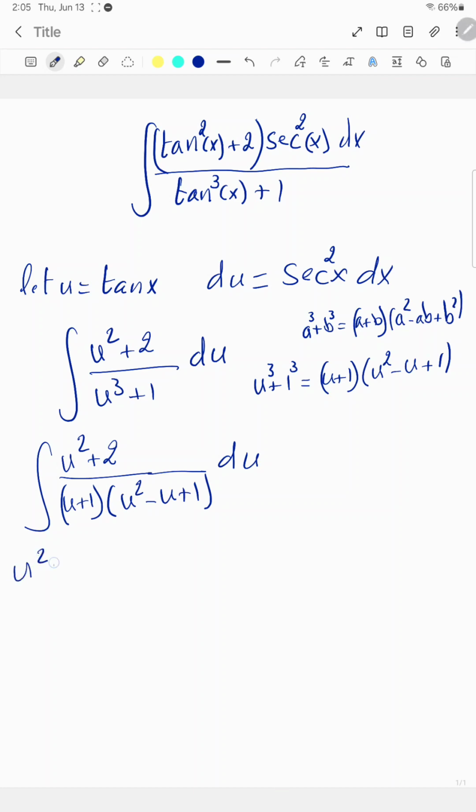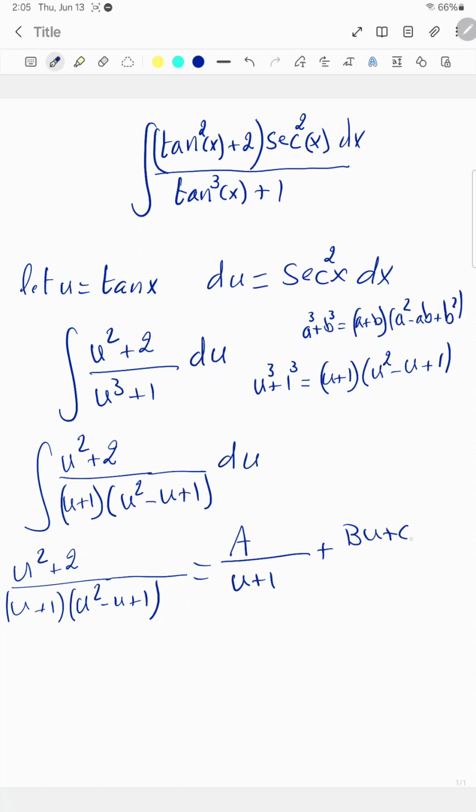So my u square plus 2 divided by u plus 1 times u square minus u plus 1, I can write it as A divided by u plus 1 plus Bu plus C divided by u square minus u plus 1. For those of you who do not know how I came to that formula, I have a video called partial fraction decomposition on my YouTube channel that explains exactly how you come to that formula.